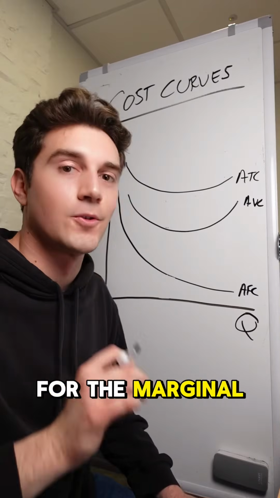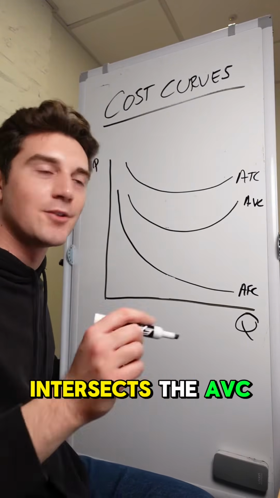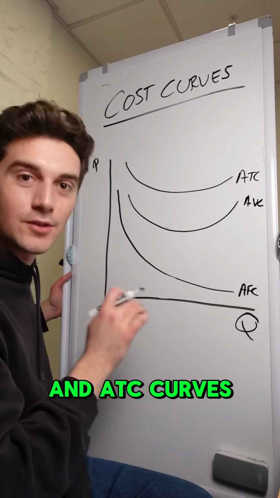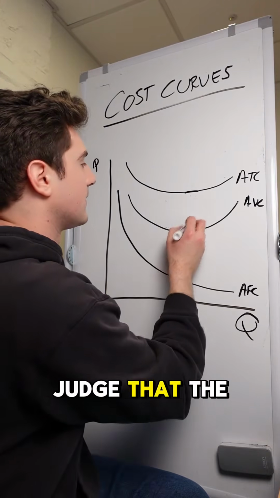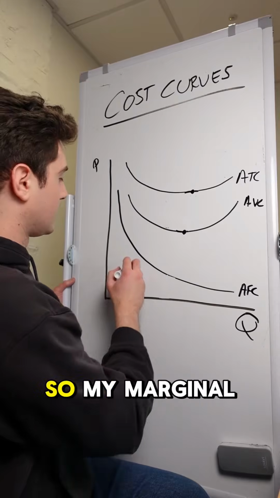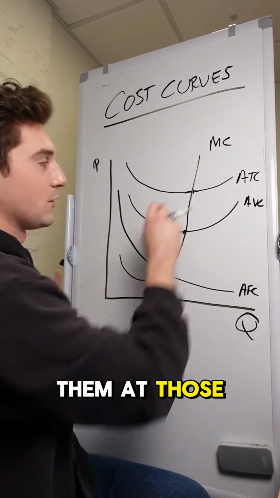All right, now for the marginal cost curve. This one's really important, and whenever you're drawing it, make sure it intersects the AVC and ATC curves at their minimum points. I'm gonna just estimate here and judge that the minimum points occur right here. So my marginal cost curve, I'll do my best here, has to intersect them at those minimum points.